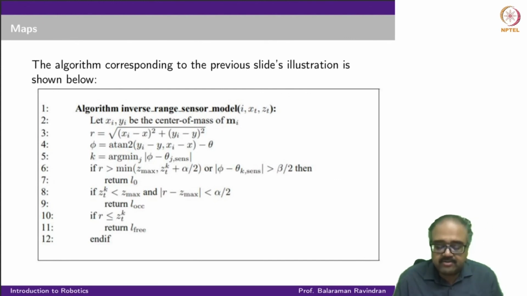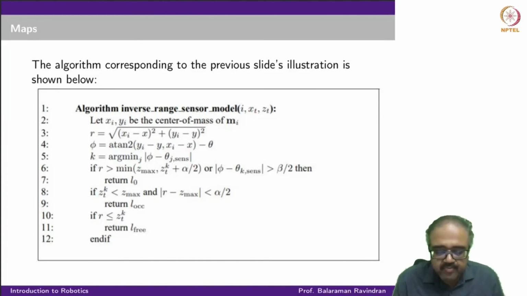This is an algorithm taken from the book, and there's an error in the book itself. So here you should read it as follows: I have detected an obstacle within the maximum range of the sensor, and the distance of the cell is within the obstacle thickness of this distance, in which case I would say that it is occupied. So this should be z_t^k. Or if it is less than z_t^k, then I'm going to say it is free.